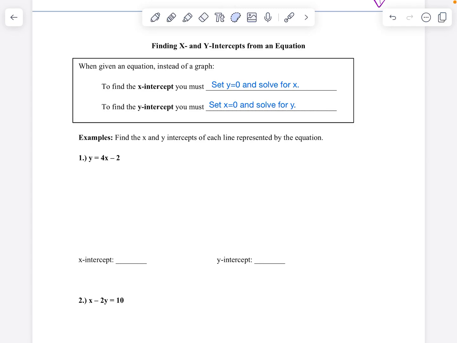We are going to talk about finding x and y intercepts from an equation. So when given an equation instead of a graph, to find the x-intercept, we must set y equals 0 and solve for x. To find the y-intercept, we must set x equal to 0 and solve for y.